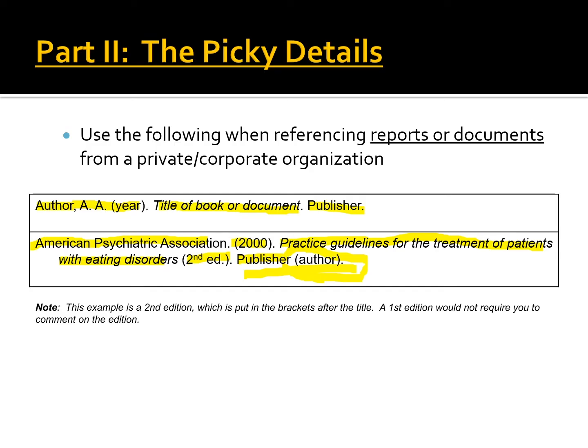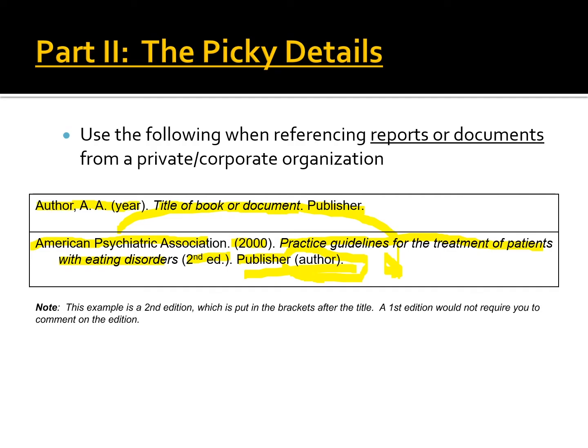2015, Diagnostic and Statistical Manual for Mental Disorders. In brackets, you would put fifth edition. And then the publisher would be APA. That's who published the DSM. Okay, so again, this is a second edition, which you put in brackets after the title.